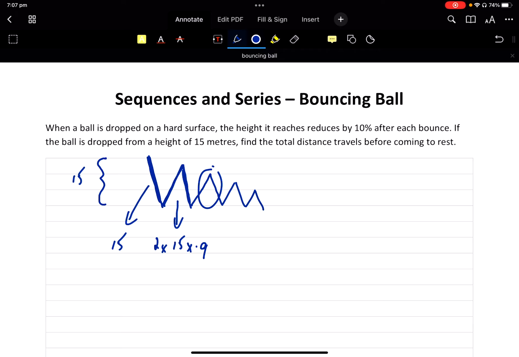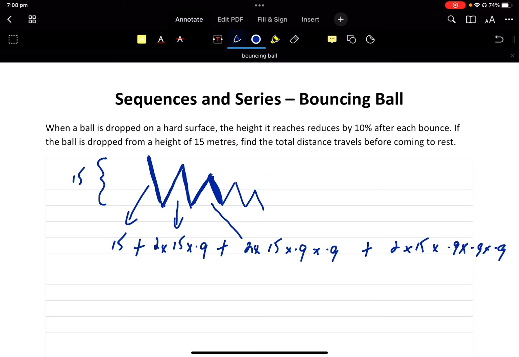And then this one here, I'm going to put over here. So the up is going to be 0.9 of the one before. So it's 15 times 0.9 times 0.9, and there's 2 of them, it's up and down. So you can sort of start to see it's 2 times 15 times 0.9 times 0.9 times 0.9. So you're starting to see that pattern.